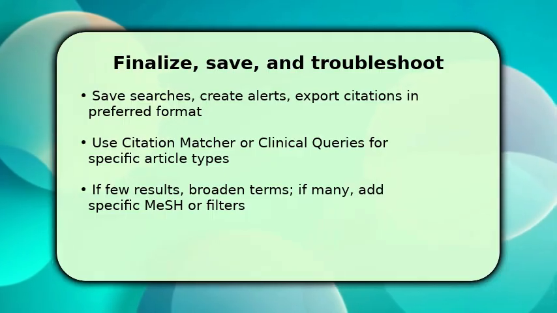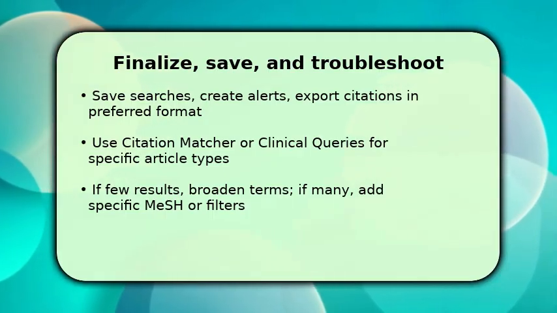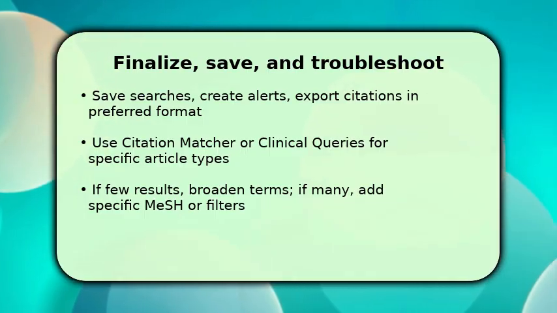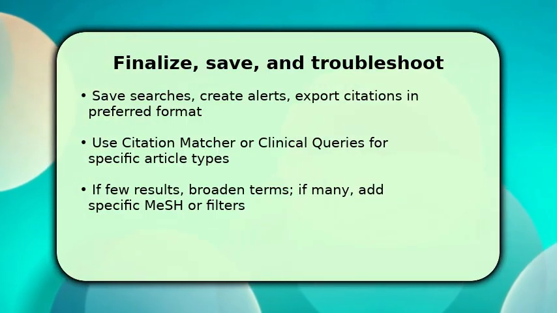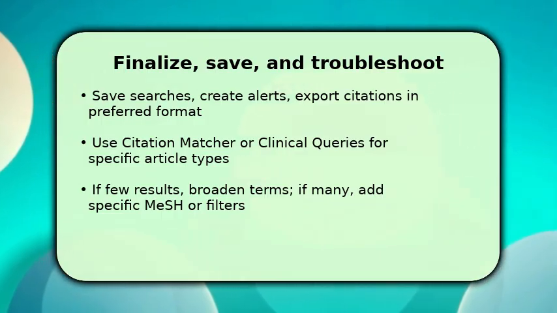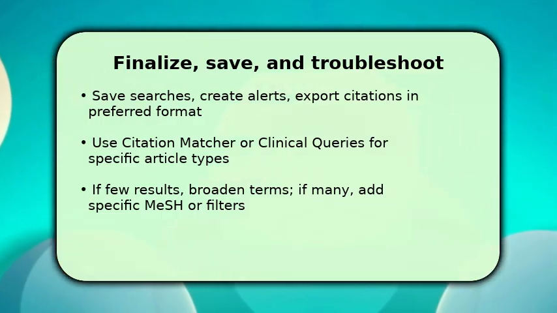If you get too few results, broaden terms, remove restrictive filters, or add synonyms. If you get too many, add specific MeSH terms, restrict dates, or use article type filters. A key troubleshooting tip: when results look wrong, recheck field tags and parenthesis grouping for Boolean errors.